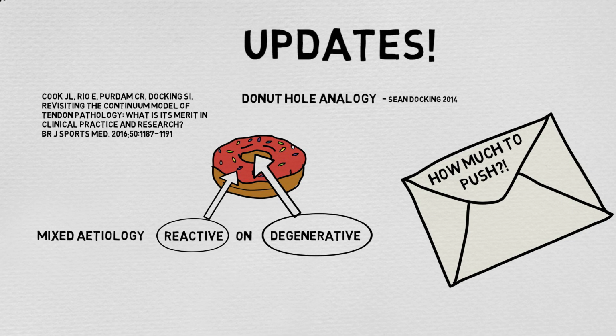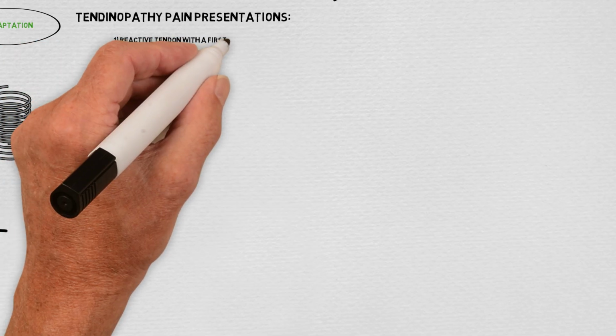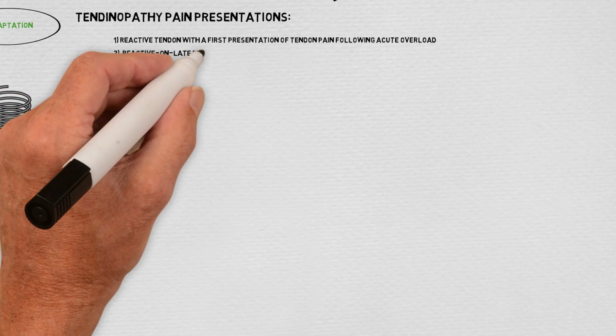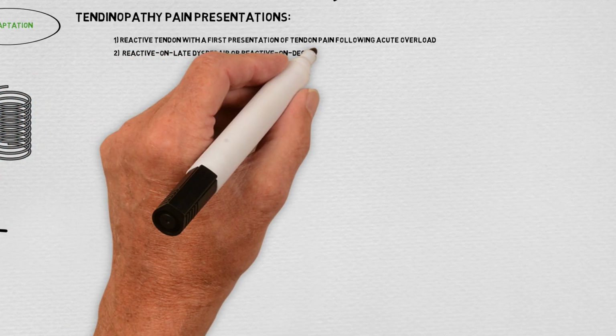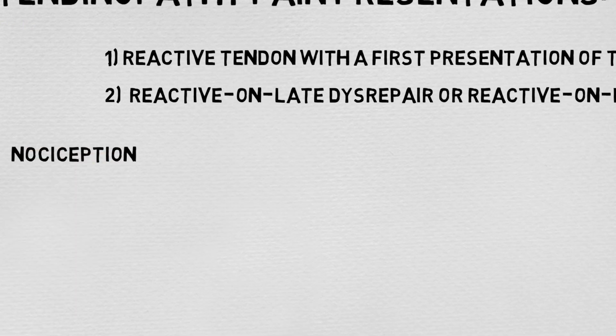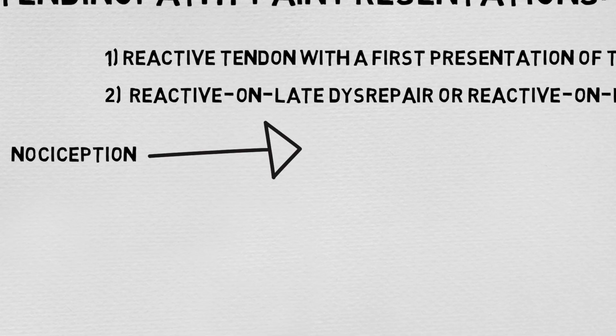The update further discusses pain mechanisms in tendons. First, they highlight two presentations of pain. One, a reactive tendon with a first presentation of tendon pain following acute overload. Two, a reactive on late disrepair or reactive on degenerative tendon pathology. Both of these suggest a nociceptive driver of pain, but the mechanism is still unknown.